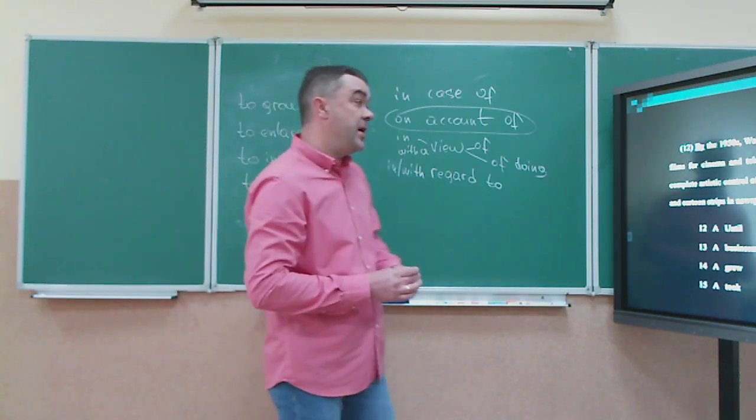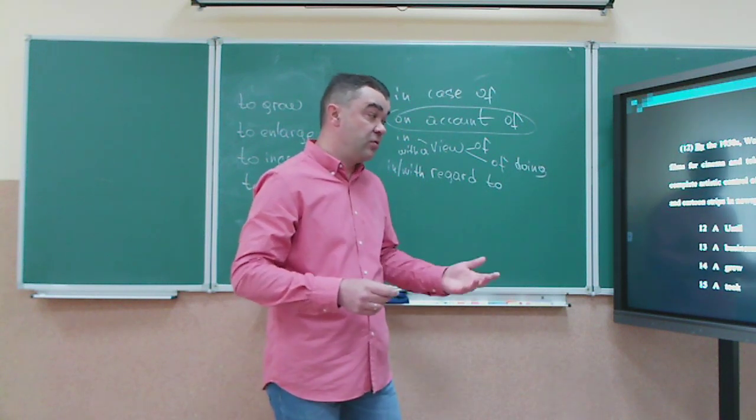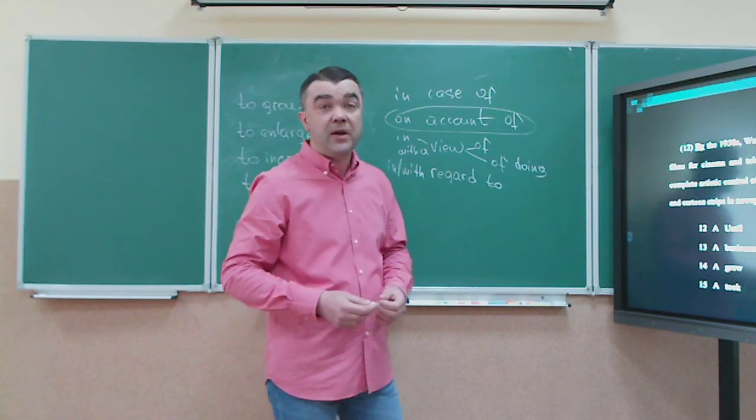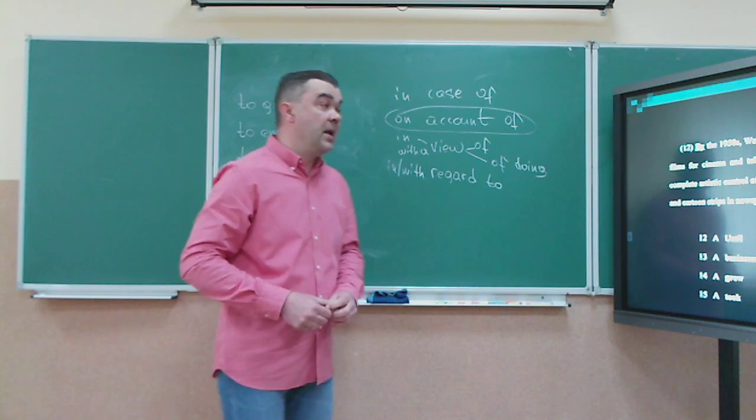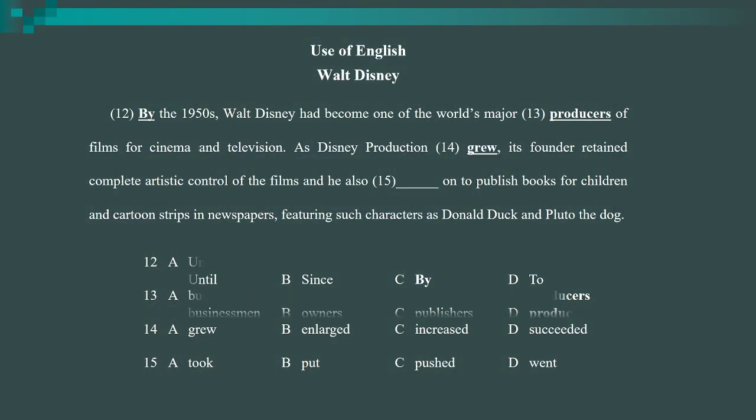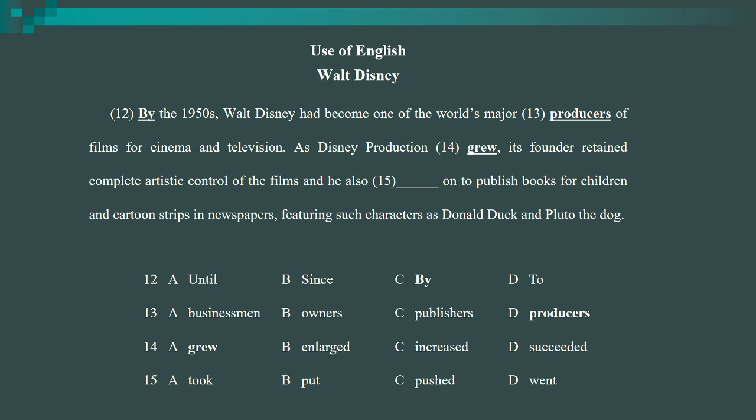Let's look at the text. Again, we have, as Disney production grew, enlarged, increased, or succeeded. So the correct variant here will be grew. Its founder retained complete artistic control of the films, and he also on. We have took on, put on, pushed on, or went on. I should say that number 15, so 4 options, A, B, C, D, are the so-called phrasal verbs. There is take on, next to take on, to put on, to push on, and to go on.